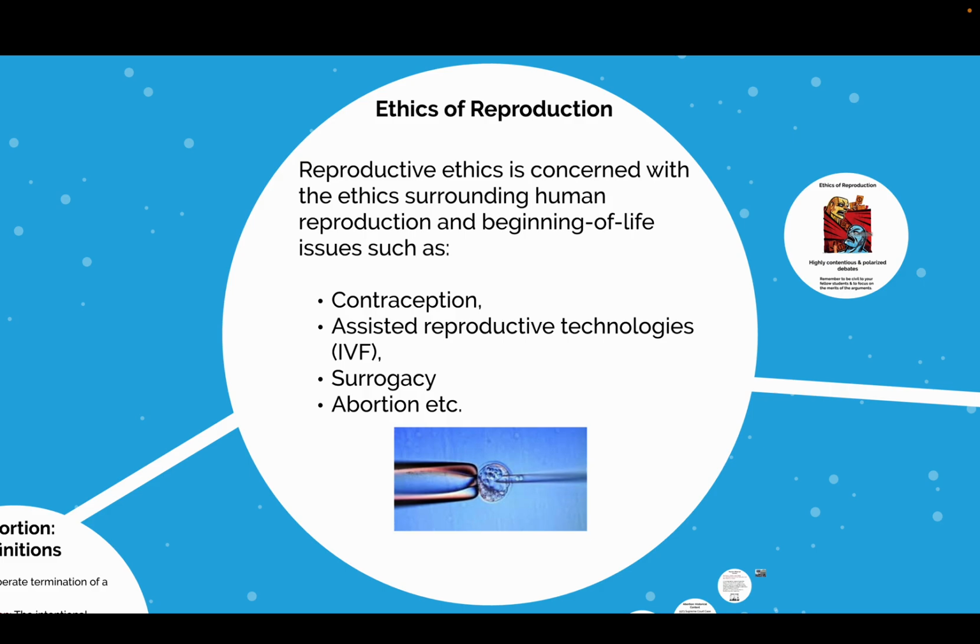Then we have assisted reproductive technologies, or ARTs, and we will be discussing some of these next week. And these include in vitro fertilization and surrogacy. And then we have discussions concerning medical procedures that specifically impact reproduction, beginning of life issues, and of course, questions concerning the termination of pregnancies. So there's a lot of really interesting topics going on in the ethics of reproduction today.